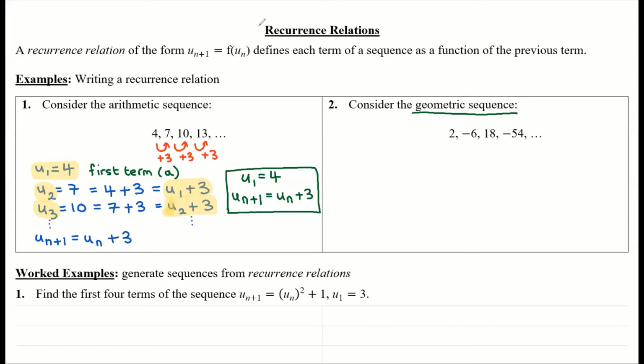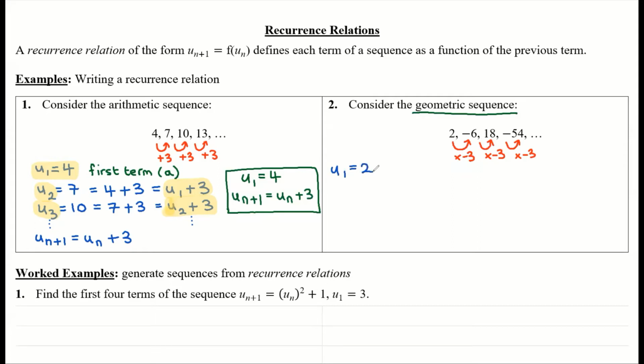Okay, well, let's have a look at the common ratio. After all, this is a geometric sequence. So to get from 2 to -6, I've multiplied by -3. And similarly, to get from -6 to 18 and from 18 to -54. So we know our common ratio, and we also know our first term. So in the same way, let's write down our first term, U1, which is equal to 2.